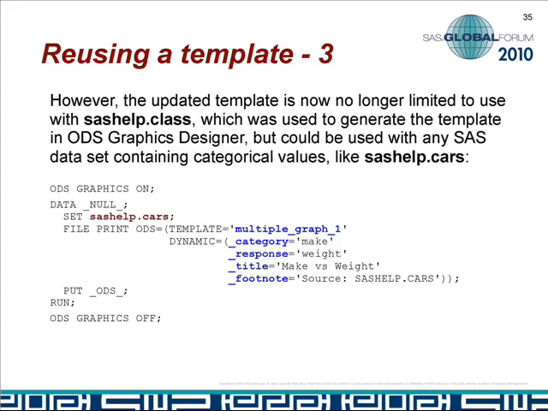Producing a graph just like the one seen while we were developing a template is not a great achievement, so let's try to be more adventurous. The template needs a categorical variable and a response variable, so let's look at the sashelp.cars dataset instead. By using make as the category variable and weight as the response variable, we can use a very similar program to create a very different graph.